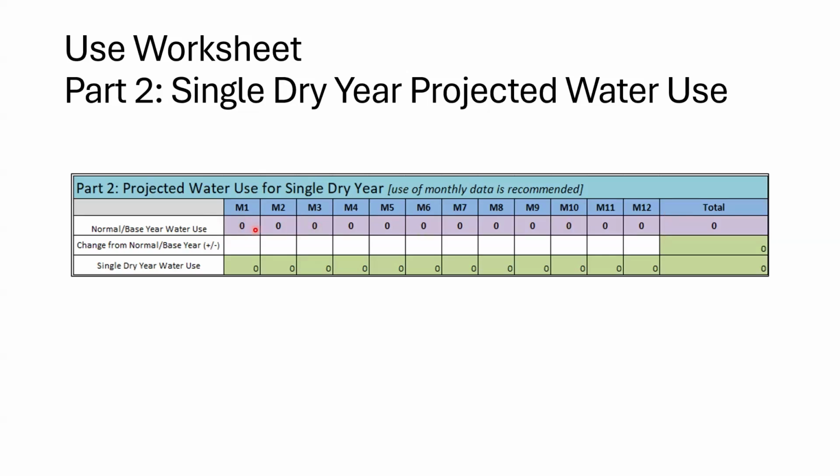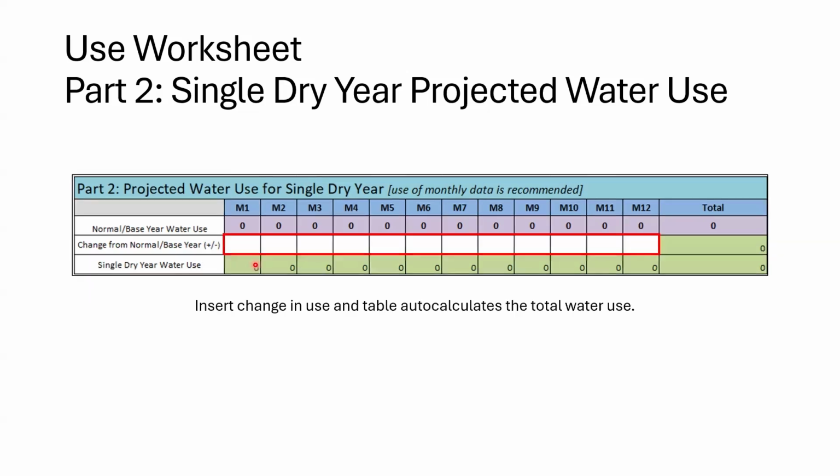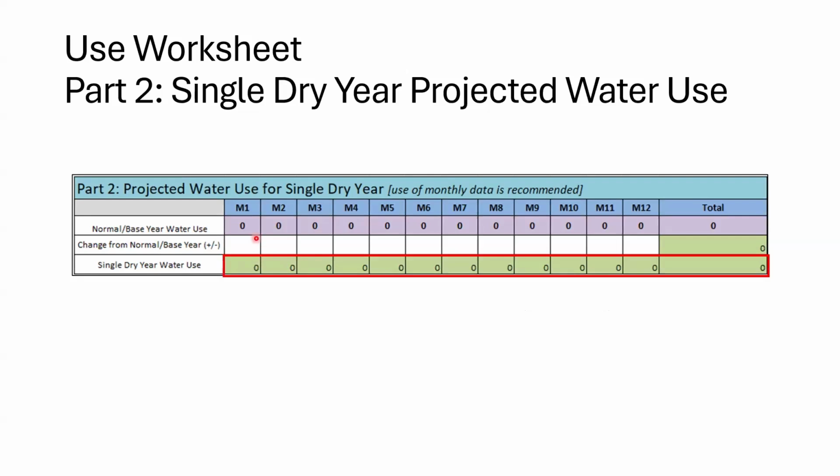And then the only thing that you have to do is insert your change from normal/base year as either a positive number for increase or a negative number for decrease. So if you had an increase in water in your month one, you would insert that here. And the bottom row, down at the bottom, is going to add that number to your normal base year water use and get your single dry year water use automatically.